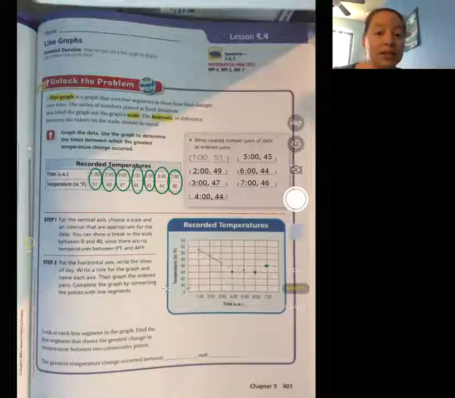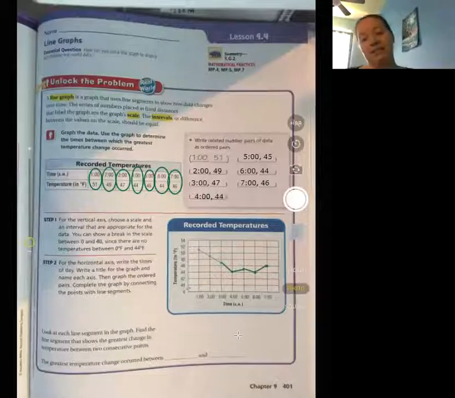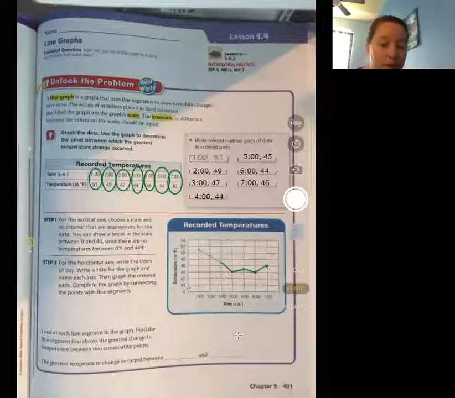Now I need to connect these with a line. So I start at this dot, go to that dot. Start at this dot, go to that dot. Start at this dot, go to that dot. Start at this dot, go to that dot. So our graph ends up looking something like that. Look at each line segment of the graph. Find the line segment which shows the greatest change in temperature between 2 points.